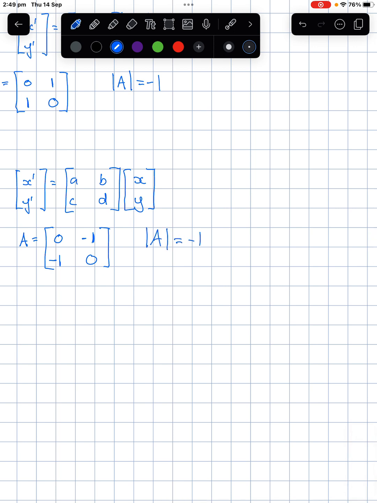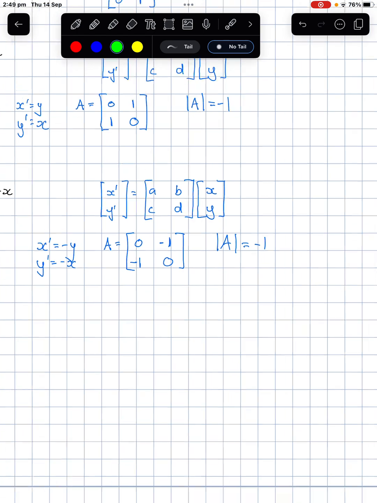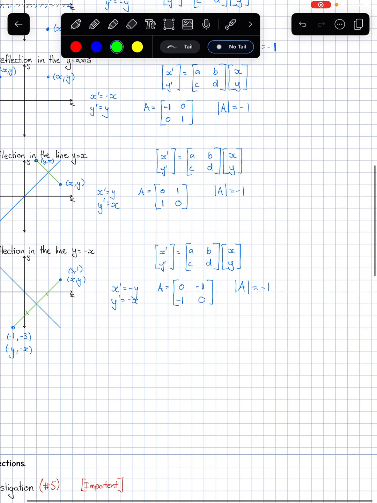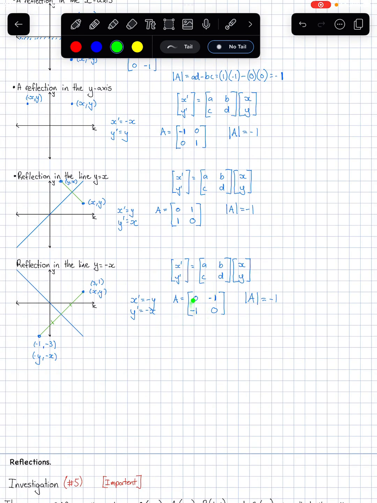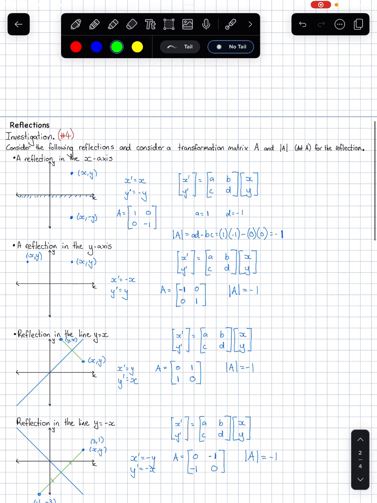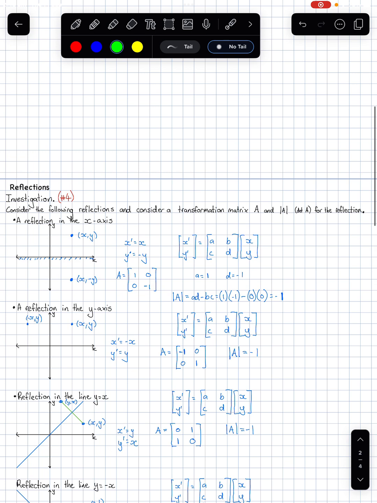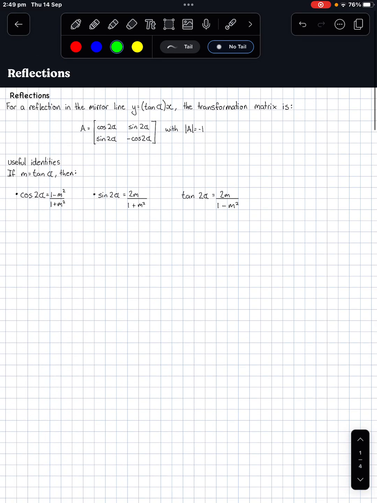So as a pattern that we're seeing, if we're looking at a reflection, we're looking at a determinant of -1, but we end up with these values again. Now, I'm going to jump to the rule now, because 1s and 0s is a pretty good sign we're dealing with something trig-based, but I don't want to just give that to you. So our rule's actually a little bit more complex: for a reflection in the mirror line y equals tan alpha x.